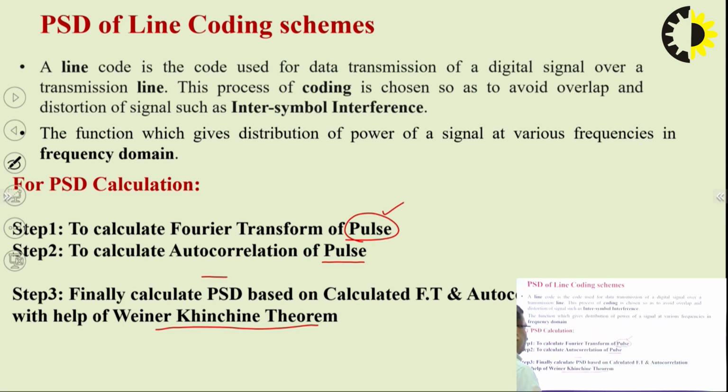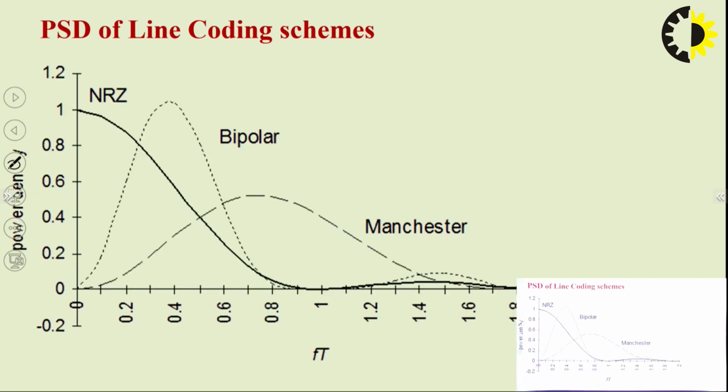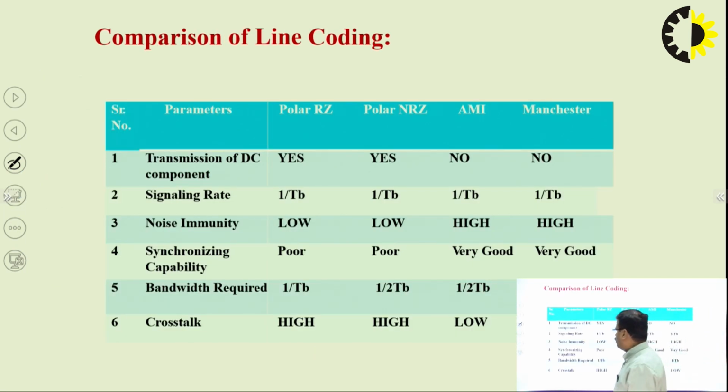So for any line coding scheme, you can use these steps for calculating the power spectral density. Okay. So this is power spectral density of line coding schemes. Now this is the comparison of line coding schemes in case of NRZ, bipolar, Manchester. These are different line coding schemes, and we can also plot a graph between them. Now these are the comparisons in terms of transmission of DC components, signaling rate, noise immunity, synchronizing capability, bandwidth required, and cost. So this is a technical comparison. By this you can analyze which line coding is better for you as per your application.